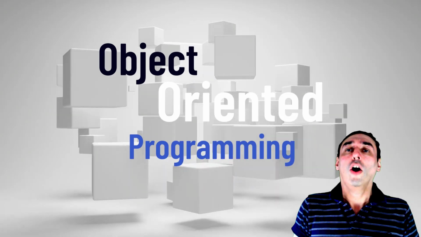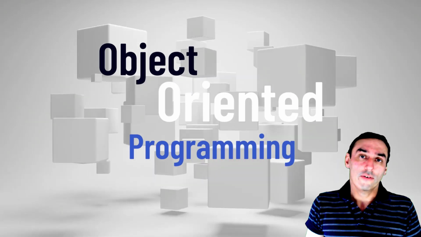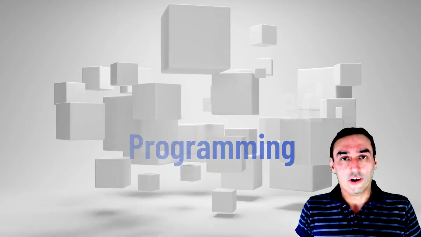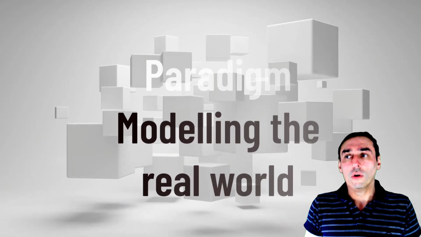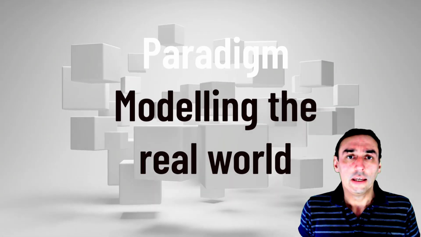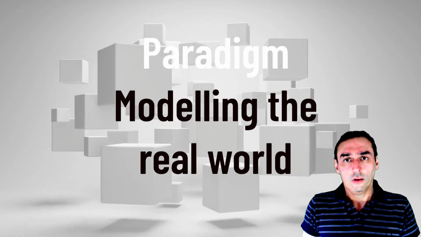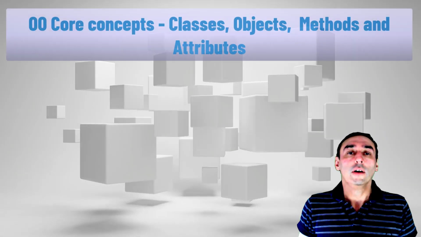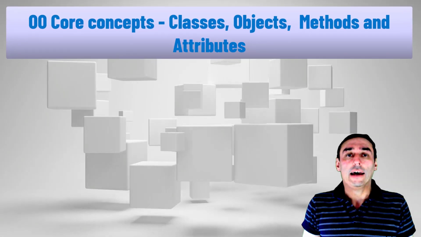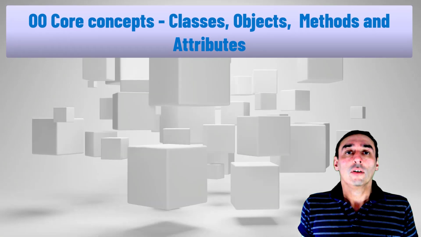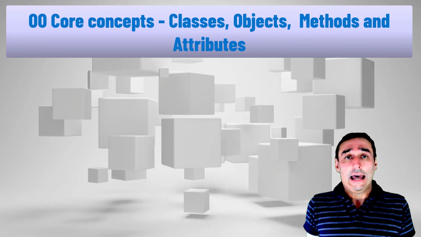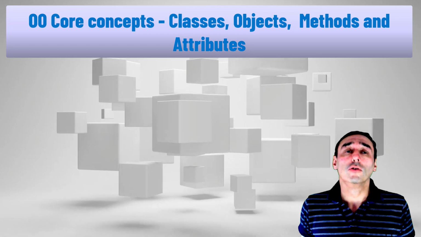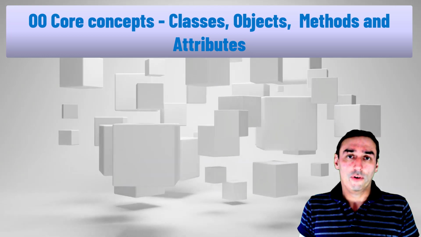So what is object-oriented programming? Well, it's a paradigm, an approach to how we model the real world in a programming language. It is very different to what you've learned in the past, which has been what we called procedural programming, i.e. things follow in order. In here, we're going to be looking at objects, classes, methods, and attributes, all part of the core concepts of object-oriented programming.